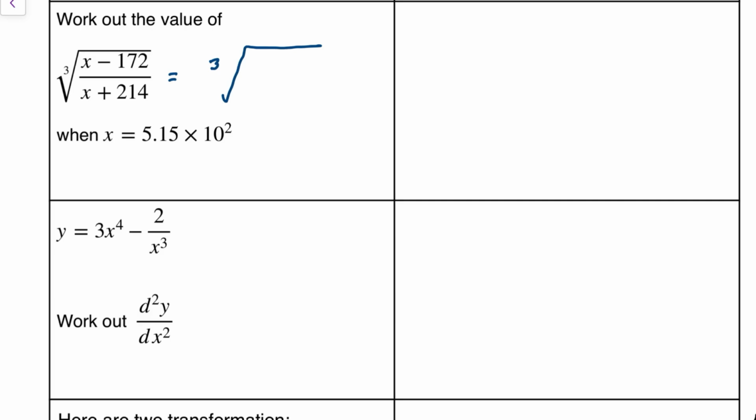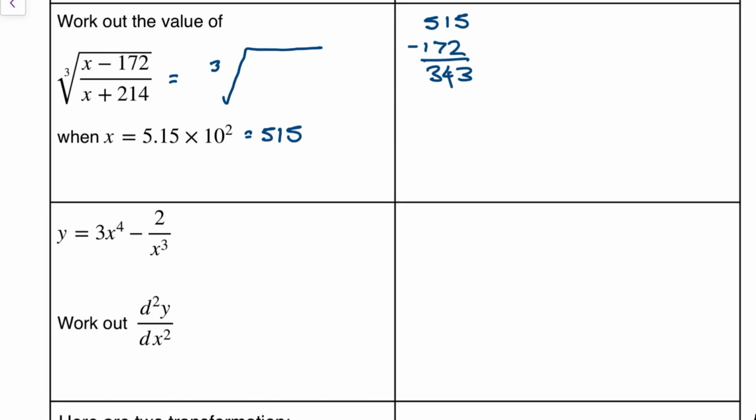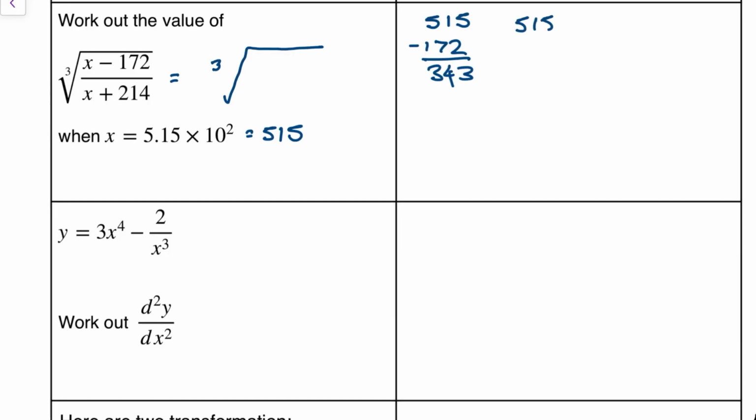So let's try. So this is equal to 515 because 5.15 times 100. So if I've got 500, bit of old school math. So 515 minus 172 is equal to 343, because 51 minus 17 is 34. That's what I'm trying to get to. Okay, good. Right, I think I might be able to guess what the next one is. And then 515 plus 214 is equal to 729.